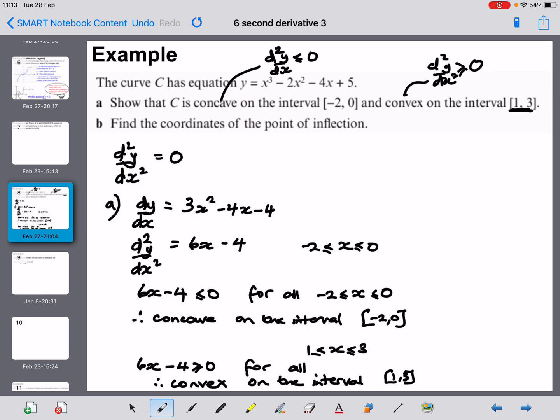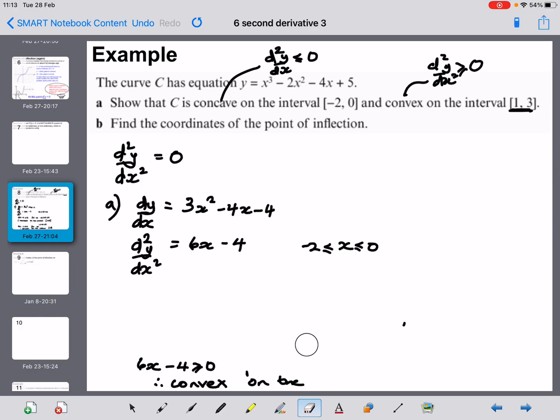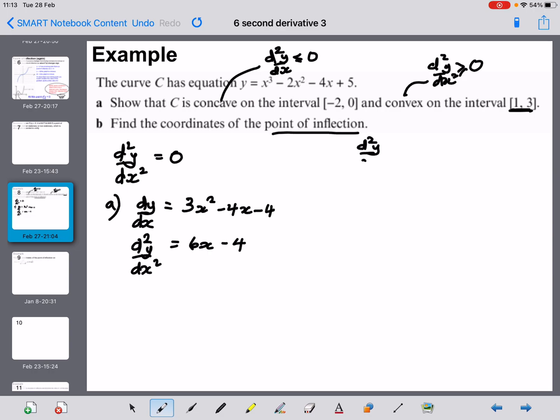Okay, part B says, find the coordinates of the points of inflection. So for the points of inflection, we know that d2y by dx squared equals 0. So we need to solve where 6x minus 4 equals 0. If I solve where 6x minus 4 equals 0, then 6x will equal 4, which means that x is going to be 4 over 6, or 2/3.